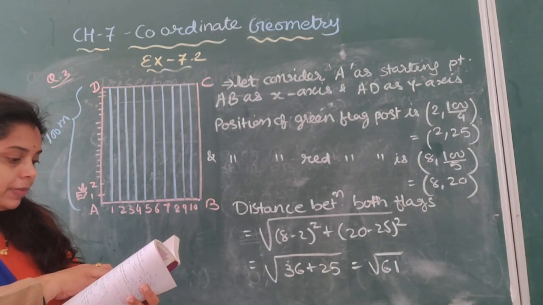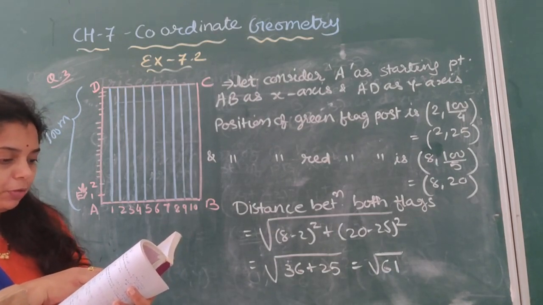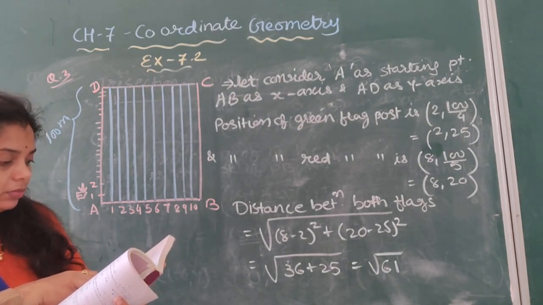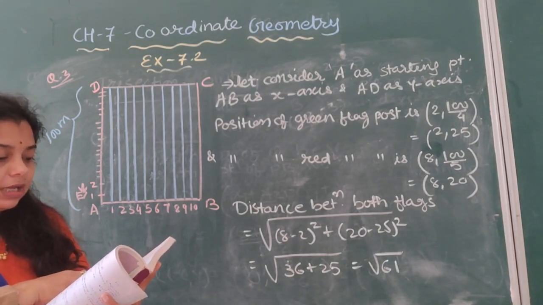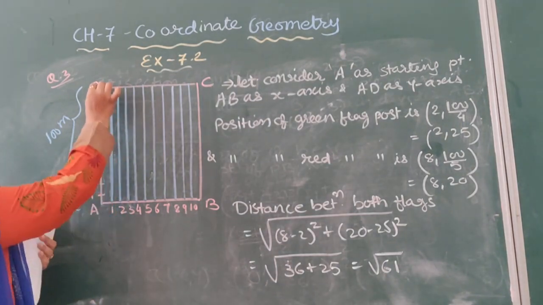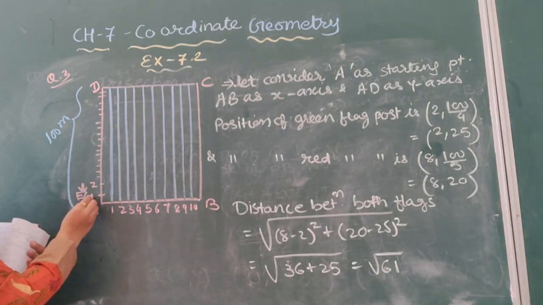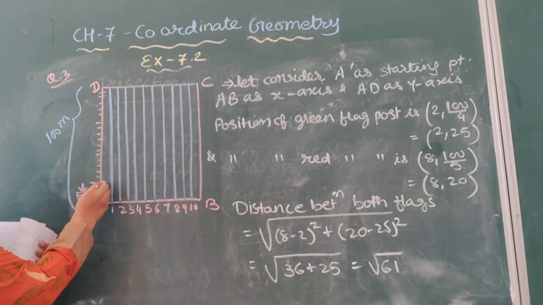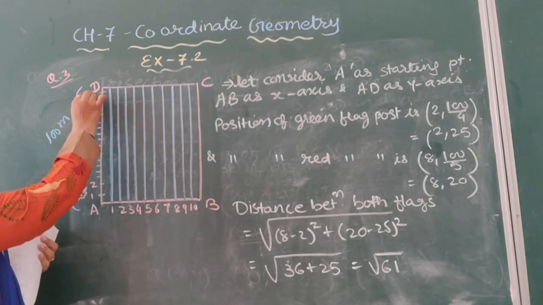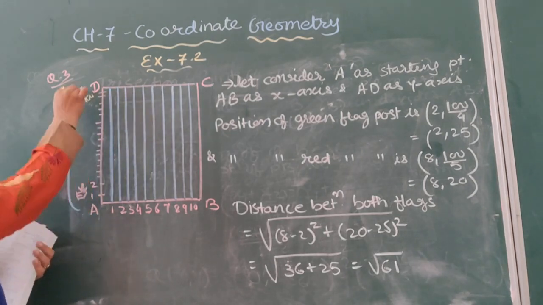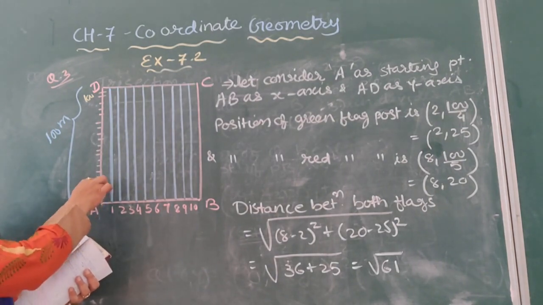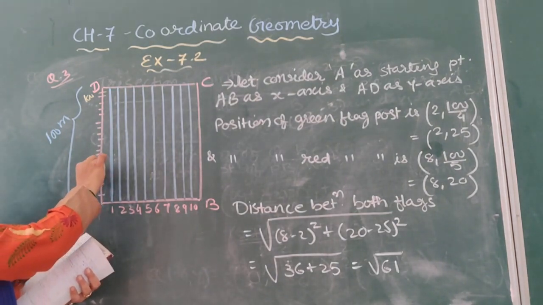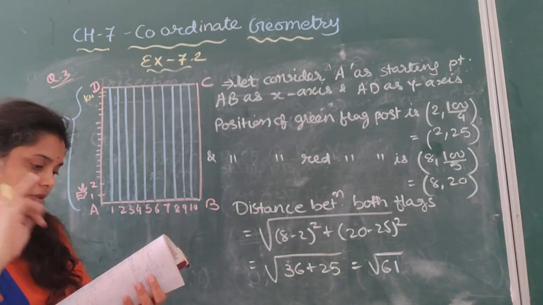Okay, and 100 flower pots have been placed at 1 meter distance from each other along AB. See, this is AB, and each flower pot is at 1 meter, 2 meter, 3 meter, like that total 100 meters are there at AB, and each flower pot is placed with a gap of 1 meter.